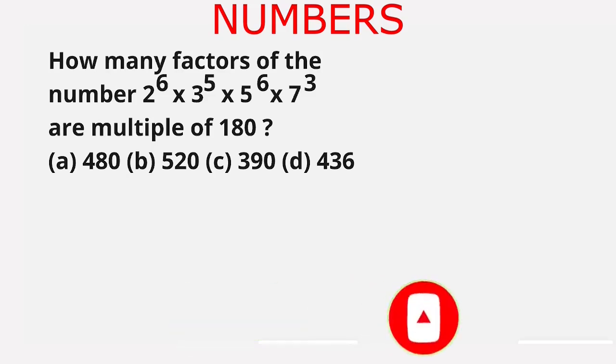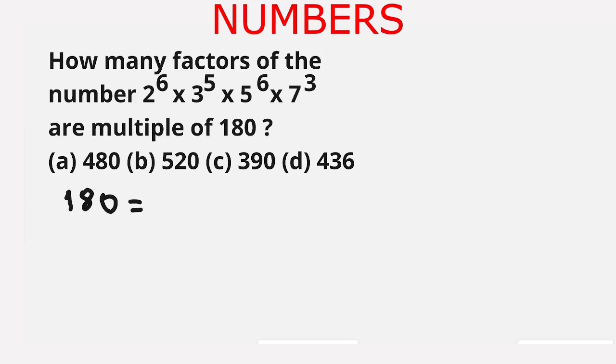We have to take out 180 from the given number. So first we factorize 180 into prime factors. The prime factors of 180 are 2 to the power 2 multiplied by 3 to the power 2 multiplied by 5, and we can write it as 5 to the power 1.